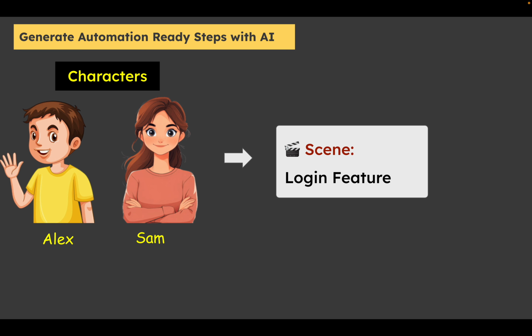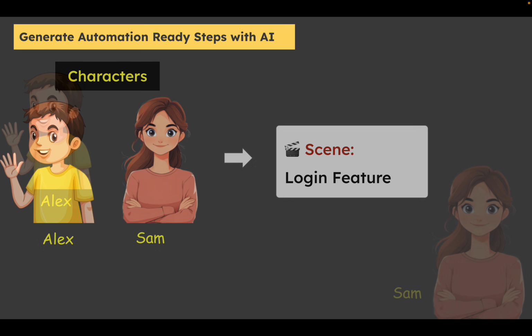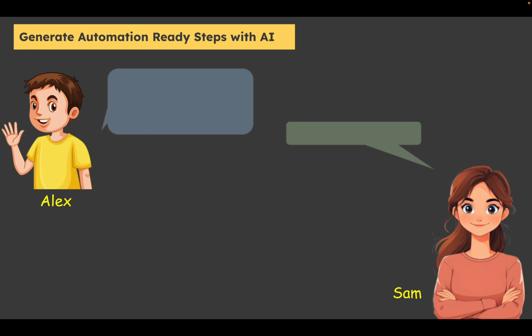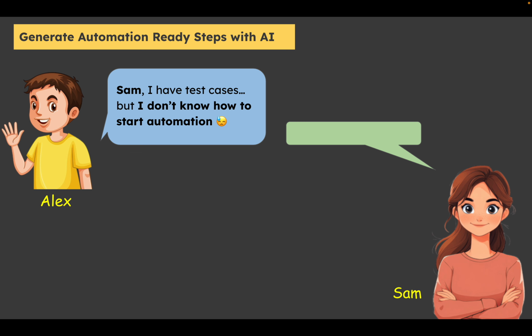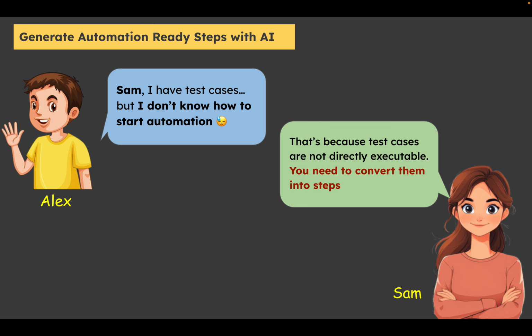So let's take a login feature, and we will see this as a conversation between Alex and Sam. Okay, so let's say we have this login test case or login scenario, and how do we convert it into steps that we can directly use for automation? It's not like we can just take a scenario and automate it. We have to convert it step by step into steps.